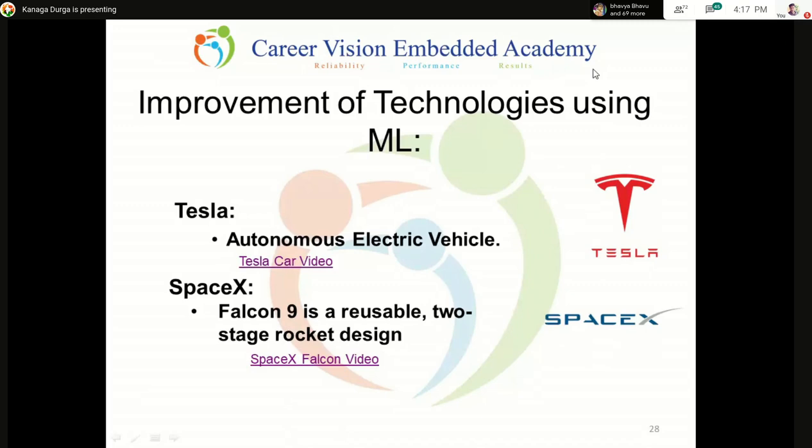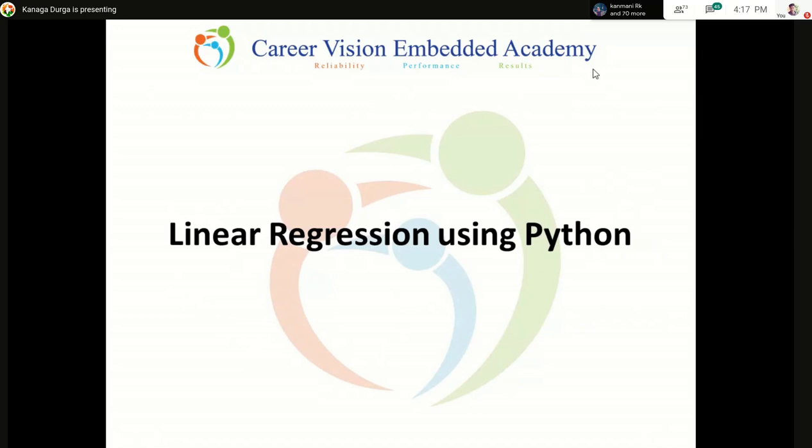So this is one major achievement of SpaceX and Tesla. Both of these were possible because of machine learning algorithms. So let me quickly show you a machine learning algorithm that is coded using Python. The algorithm is linear regression.